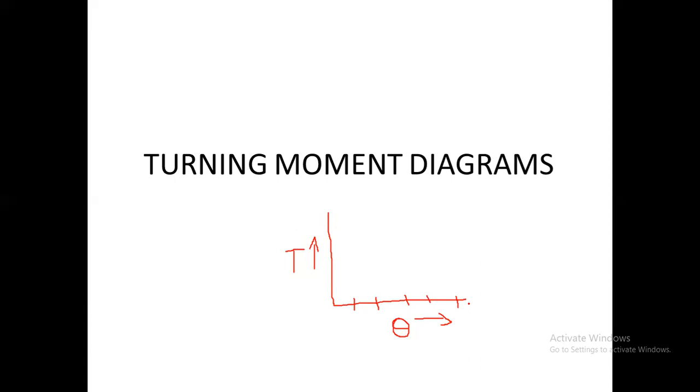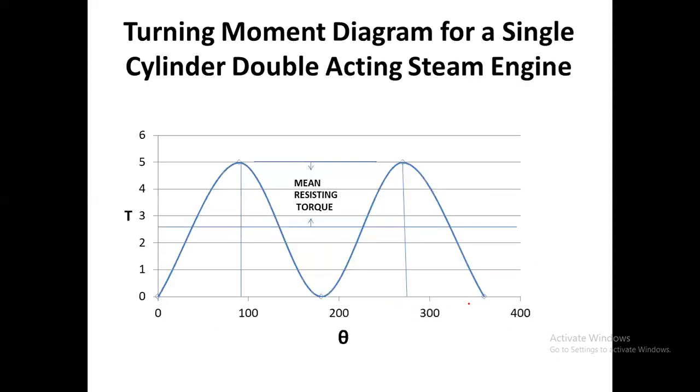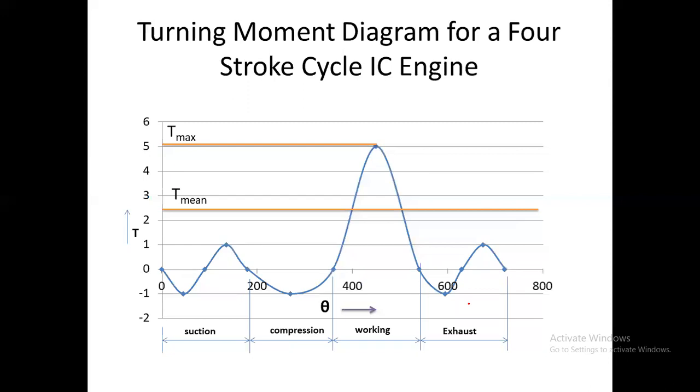Now let us understand the uses of turning moment diagrams. To explain the uses, let us consider the turning moment diagrams for different engines: a single cylinder double acting steam engine, a four stroke cycle IC engine, and a multi-cylinder engine. I would like to explain the uses by considering a four stroke cycle IC engine.